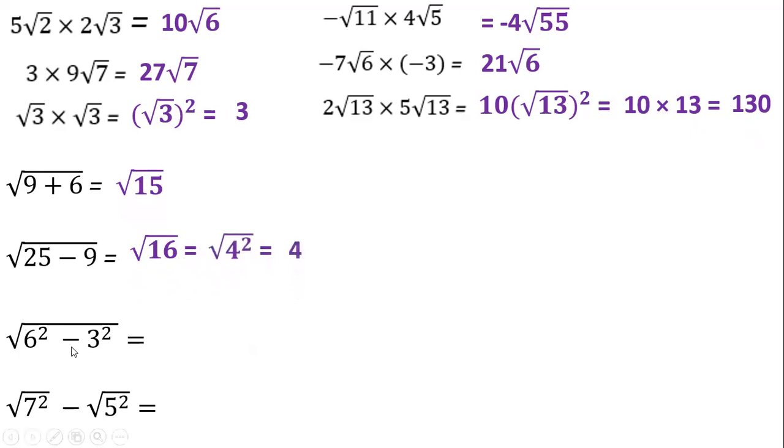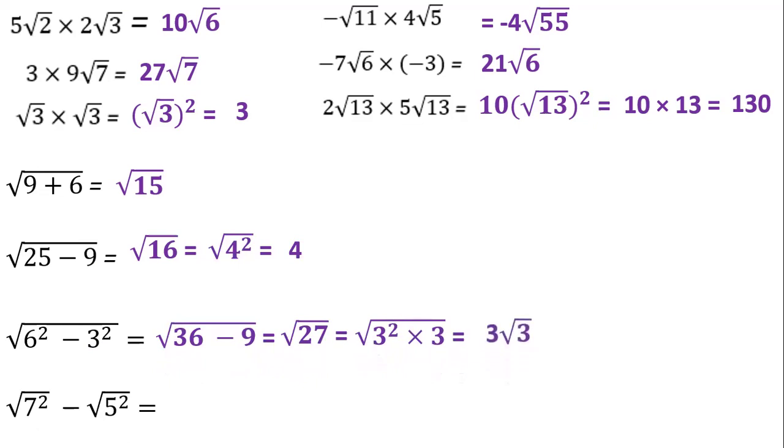Now radical 6 squared minus 3 squared, this cannot come outside the radical since we have a minus here. So 6 squared is 36 minus 3 squared, which is 9. Radical 36 minus 9, it's radical 27. 27 can be simplified. We make the prime factorization. It is radical 3 squared times 3. 3 squared comes out as a 3, so our answer is 3 radical 3.